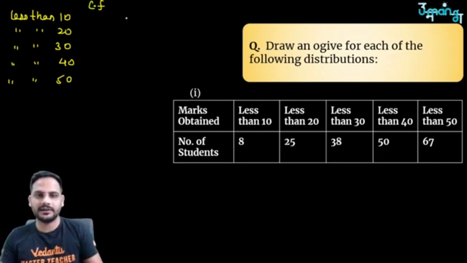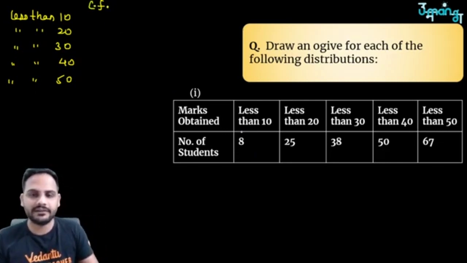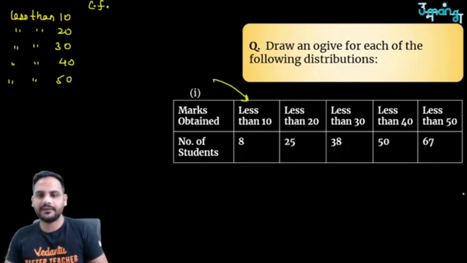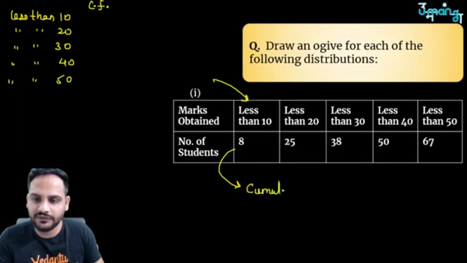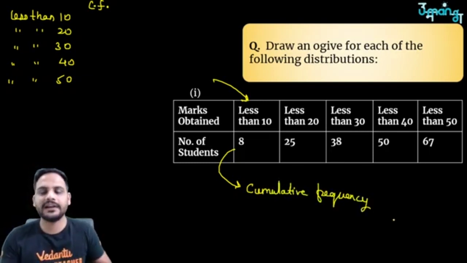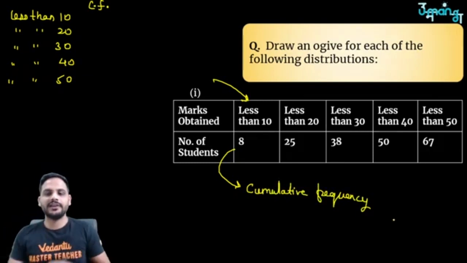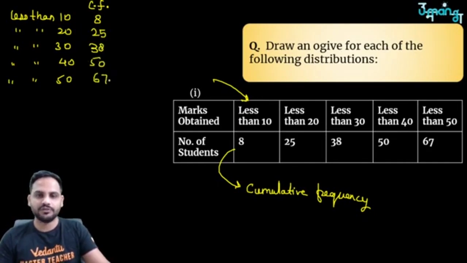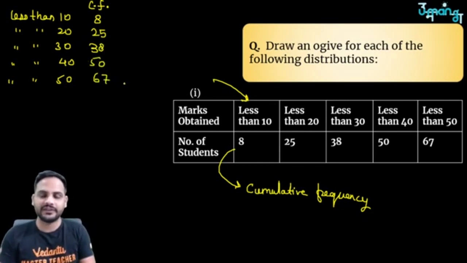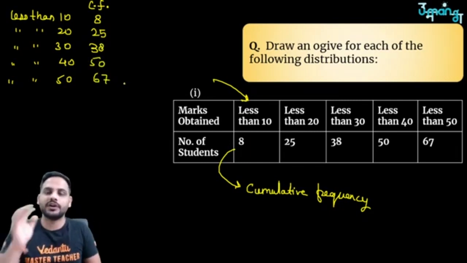So remember, just one more thing I would like to tell you all. Whenever this less than table is given, the frequency, the number of students given over here, is directly your cumulative frequency. This is nothing but your cumulative frequency. Whenever the less than table is given, it directly represents your cumulative frequency.